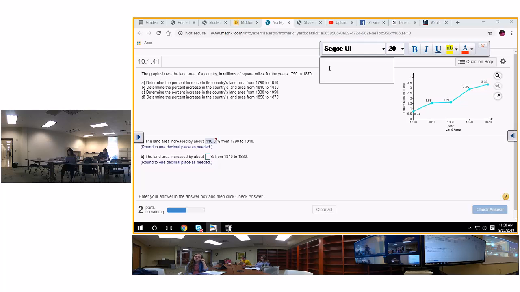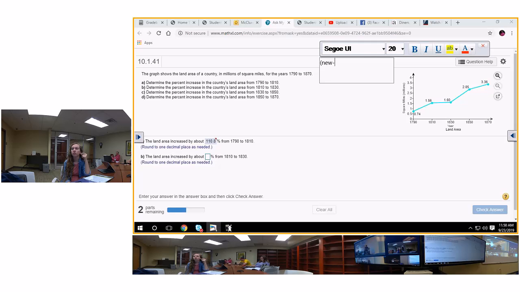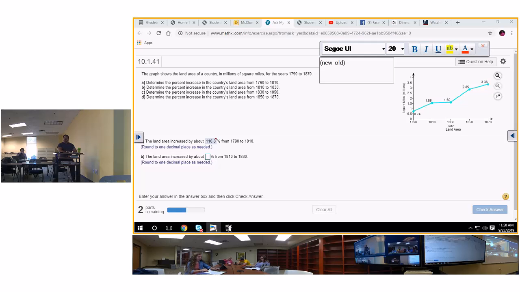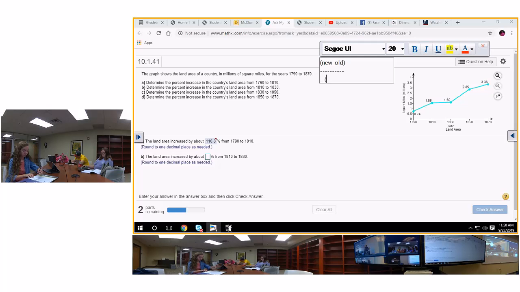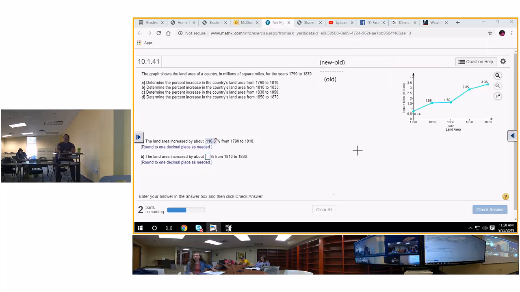New minus old divided by old. New, good. New minus old divided by old multiplied by 100. New minus old over old. Now remember that, multiply by 100. Okay? It says determine the percent increase in the country's land area from 1790.